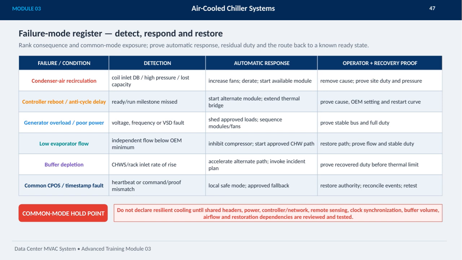Importantly, at the common mode hold point, the system does not declare resilient cooling until all shared resources like headers, power, controllers, remote sensing, and airflow dependencies are thoroughly reviewed and tested. This ensures a robust, tested recovery path before proceeding.